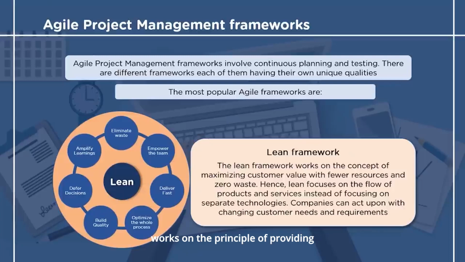The Lean framework works on the principle of providing maximum customer value and creating zero waste. It focuses on optimizing the flow of products all through the value stream. This helps in eliminating waste all through the process and creating processes that require less human effort. This also simplifies the process of information management and makes it more accurate.